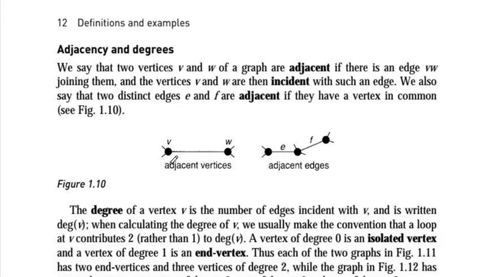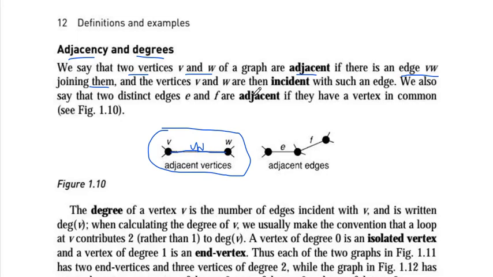Okay, next two definitions: adjacency and degree. We already discussed degree of vertices. We say that two vertices V and W of a graph are adjacent. Adjacent means near. If there is an edge VW joining them, these two vertices are called adjacent vertices. Why? Because they are connected with the edge VW. Adjacent means near, these two vertices are near.